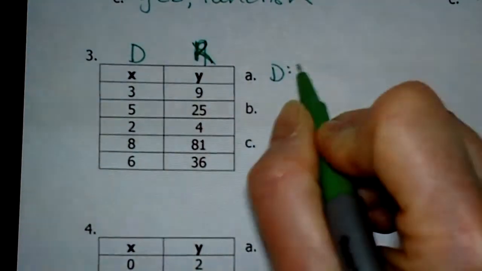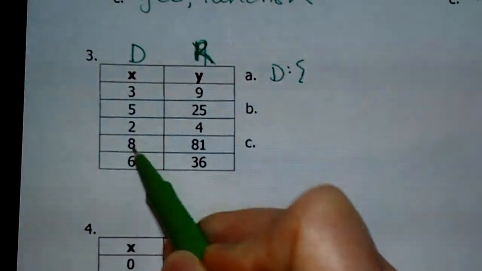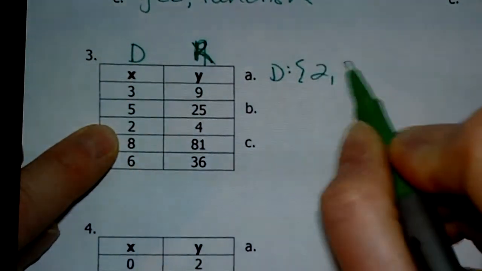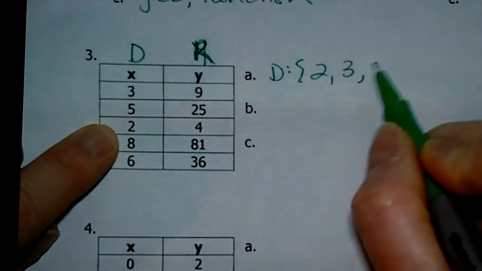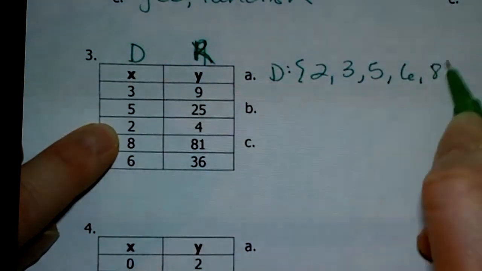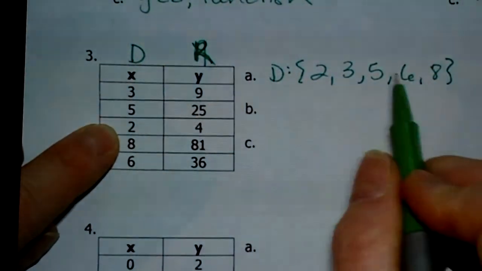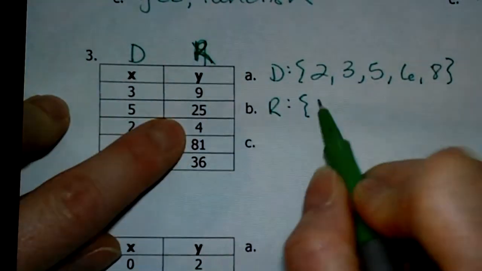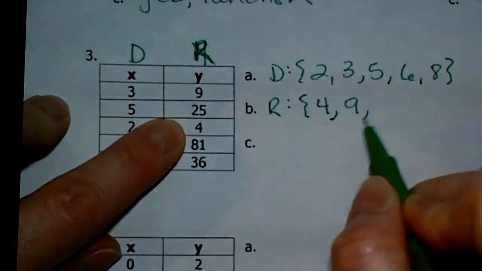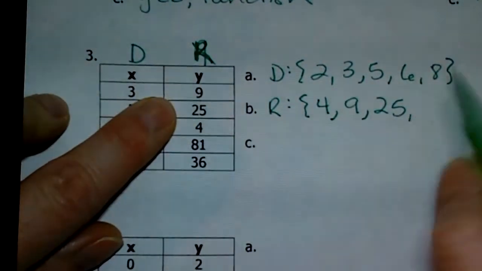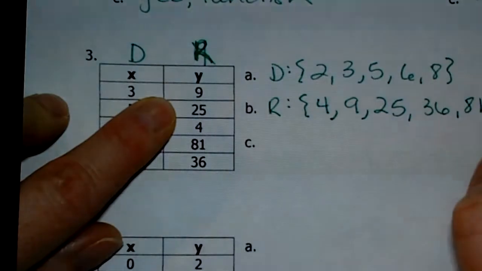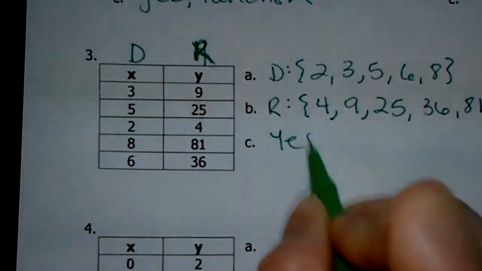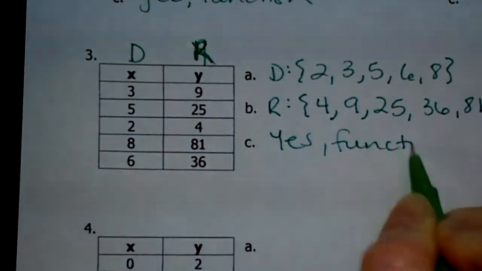All right, here's my domain. 3, 5, 2, 8, 6. In order from least to greatest, I see a 2. Then I have a 3. Then 5, 6, 8. I didn't have any repeating. For letter B, for my range, I see the lowest would be a 4, then a 9, then a 25, 36, and 81. I don't have any repeating x values, so yes, this is a function.